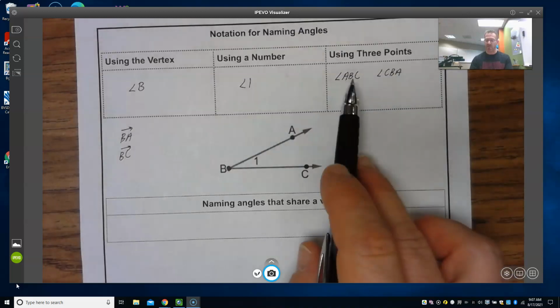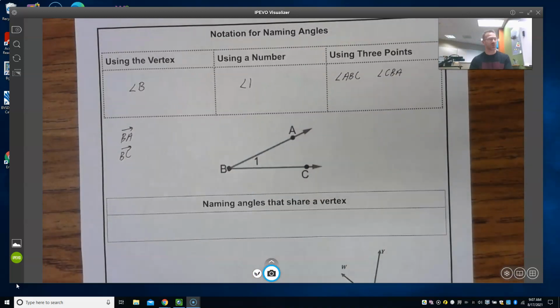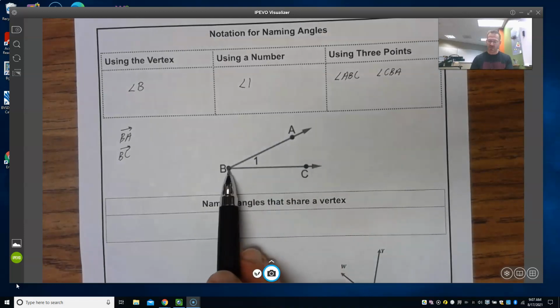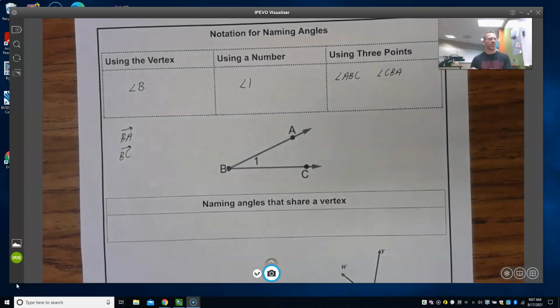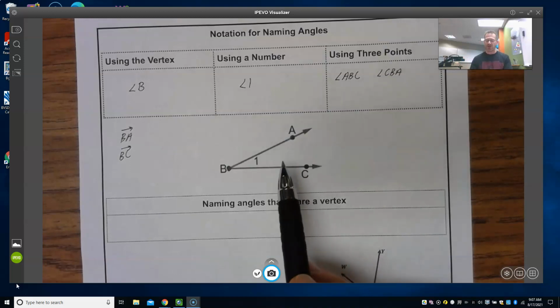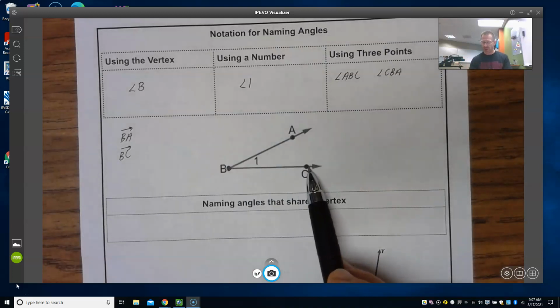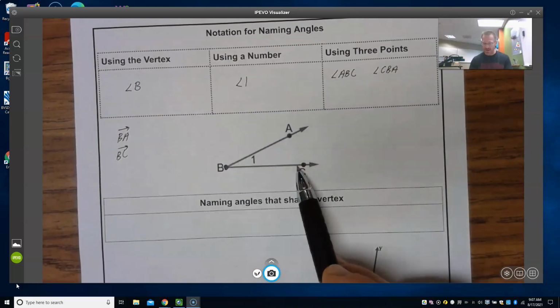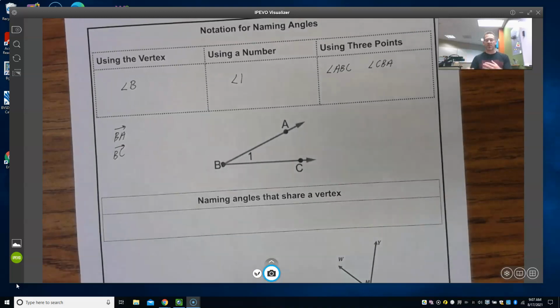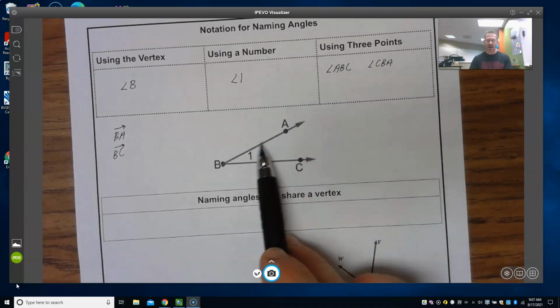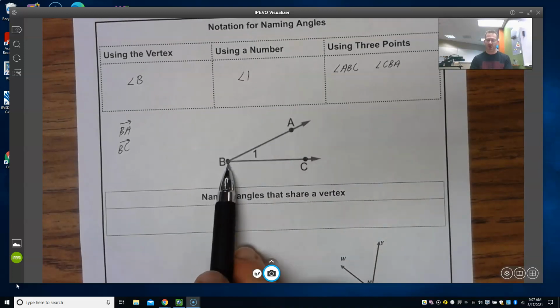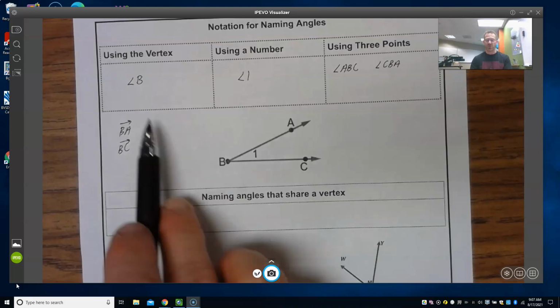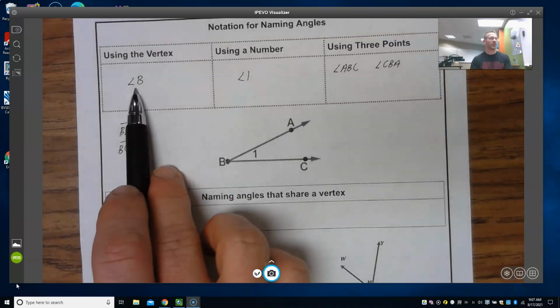Notice in both, the vertex is in the middle. All right, so ABC, there's my angle. And then CBA is my angle here. So notice if I didn't have B in the middle, it wouldn't make sense, because BCA would be that angle, right? So it should make sense: if I read the letters, I should trace that angle. So A, B, C. Now, notice there's only one angle B here that we're talking about, which is why I can use the vertex and only the vertex.